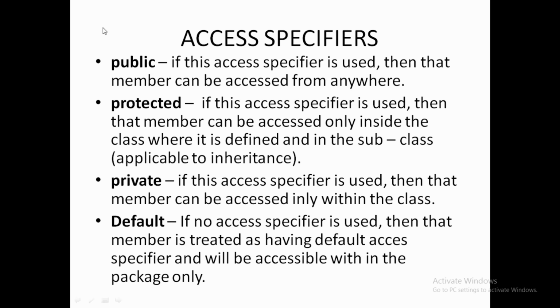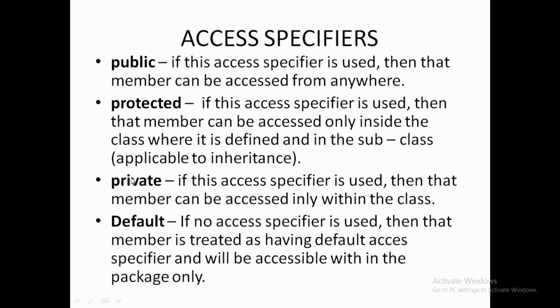Now if the public access specifier is used, then the level of access is not restricted at all. That means member variables or member functions, if they have the public access specifier, are accessible from anywhere.